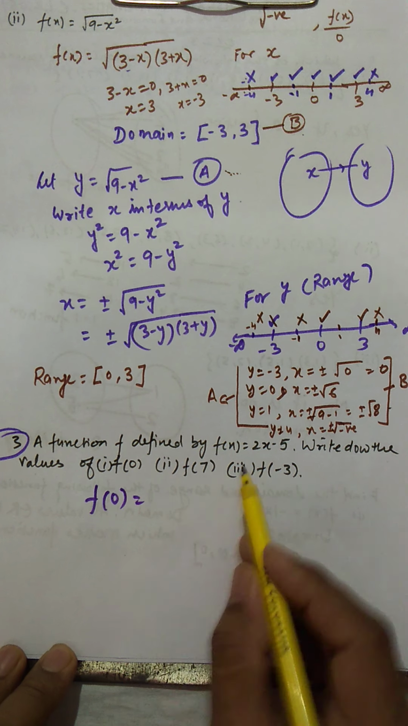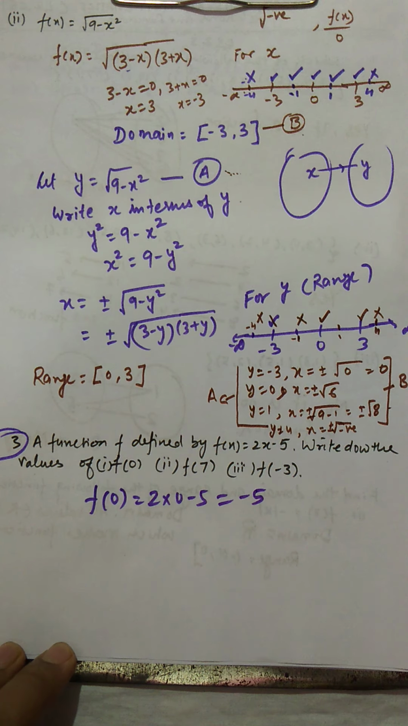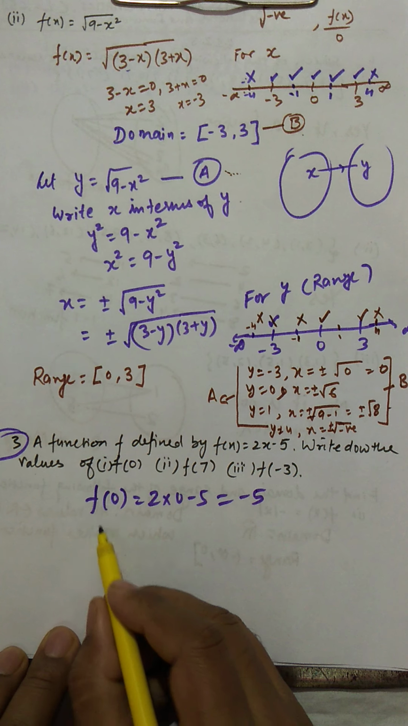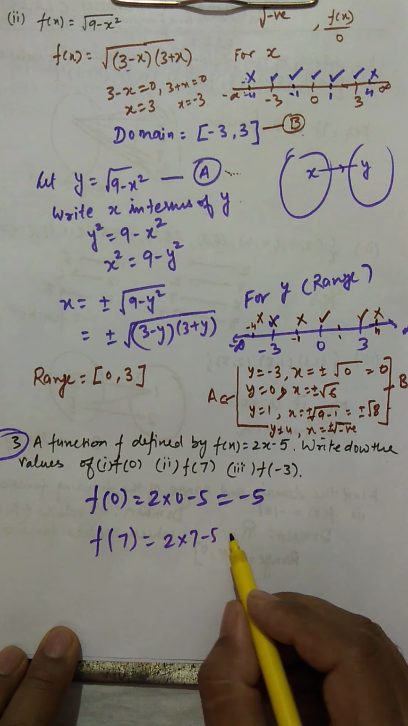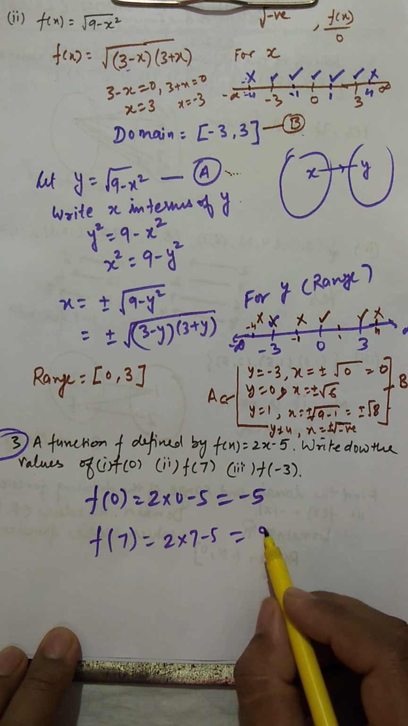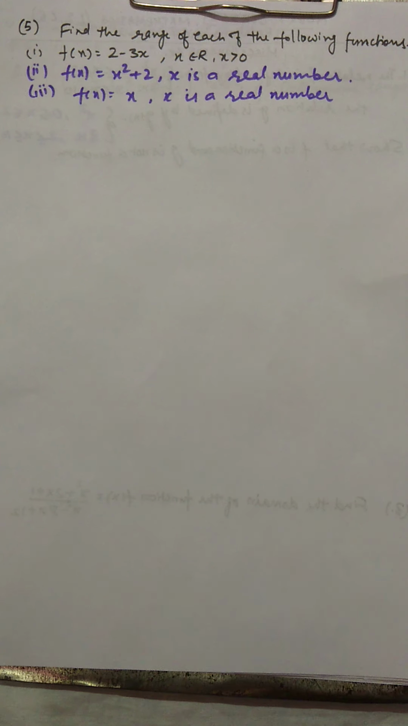You put f(0). This is 2 into 0 minus 5, which is coming as minus 5. So this is very simple. And f(7): you put 2 into 7 minus 5, 14 minus 5, this is going to be 9. So this way you can find the values.